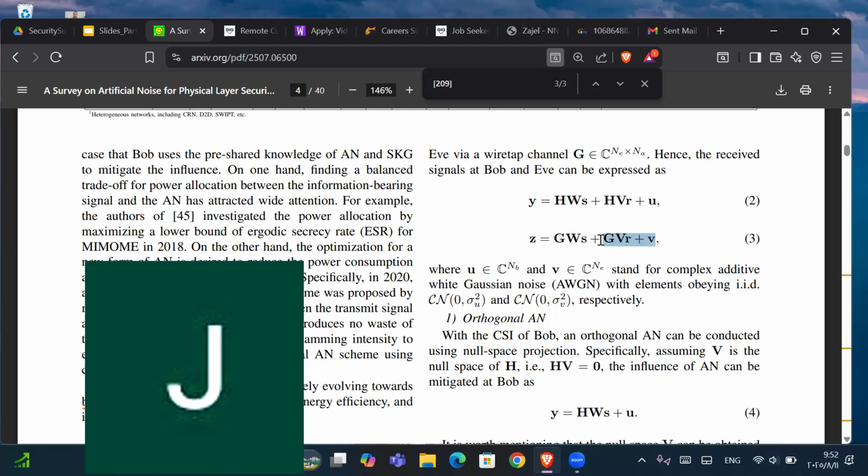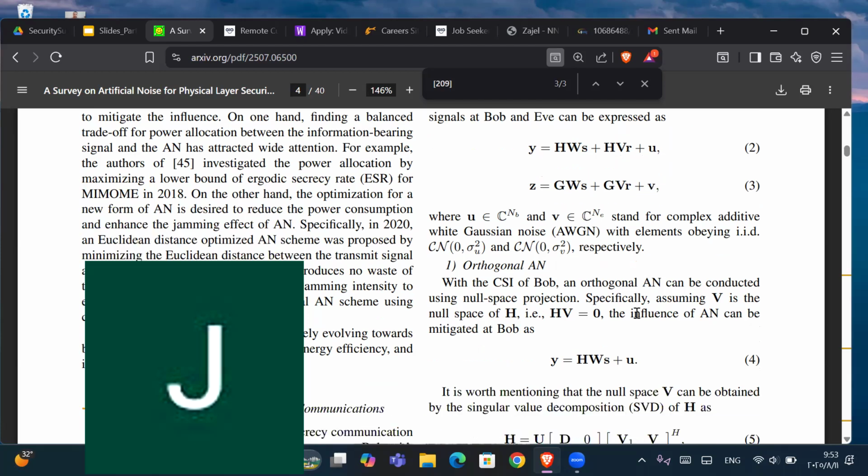Okay, and Z, the received signal at Eve. Eve also wants to receive the signal and has a channel G. So G, the channel, is a matrix whose dimension is the number of antennas at Eve multiplied by the number of antennas at Alice, multiplied by WS, which is what the transmitter Alice sends, plus G, the same channel, multiplied by VR, which is the noise added at the transmitter, plus V, which is the additive white Gaussian noise at Eve.